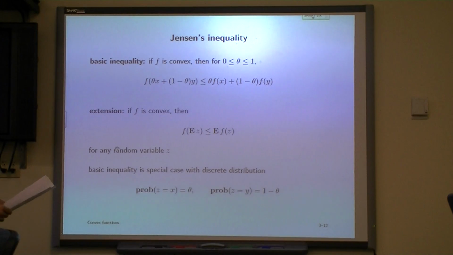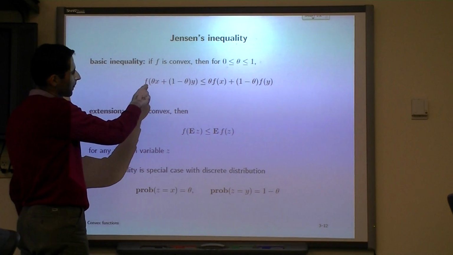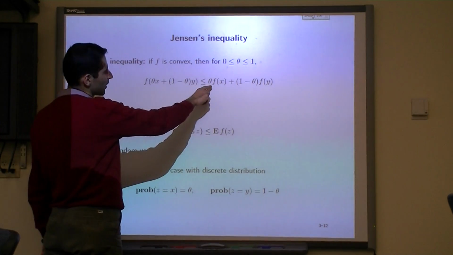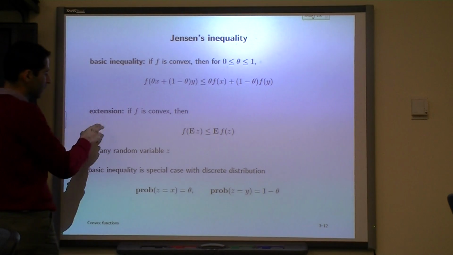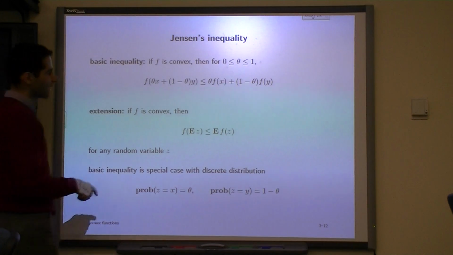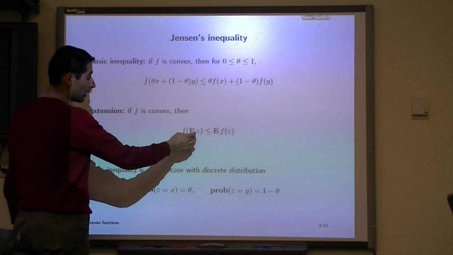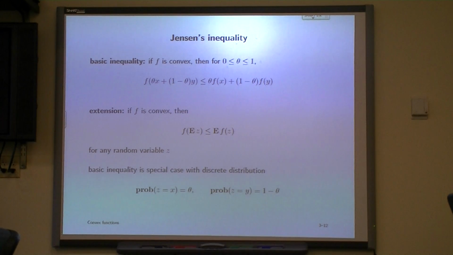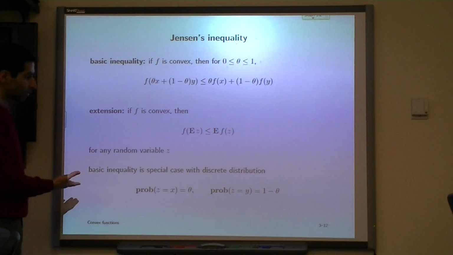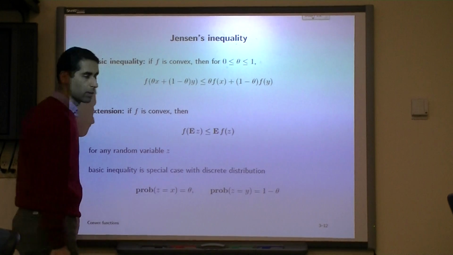We have Jensen's inequality again. The basic one is that f of theta x plus 1 minus theta y is less than theta f of x plus 1 minus theta f of y. That was the basic one, and we have the extension of that for the expected value of z. If z is a random variable, f of the expected value of z is less than the expected value of f of z. In the discrete domain, the probability of z equal to x is theta, and z equal to y is 1 minus theta.